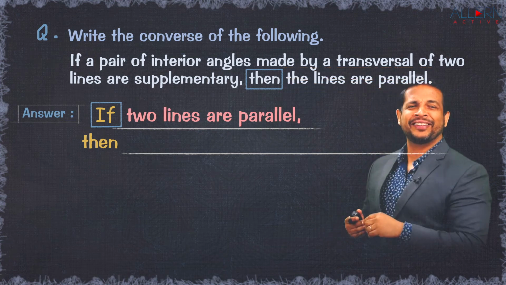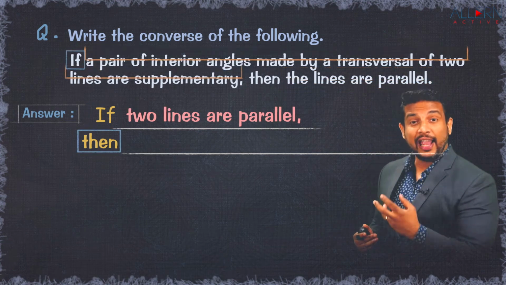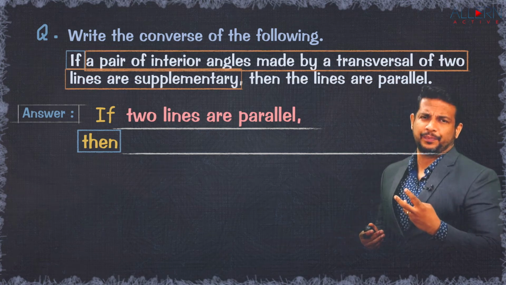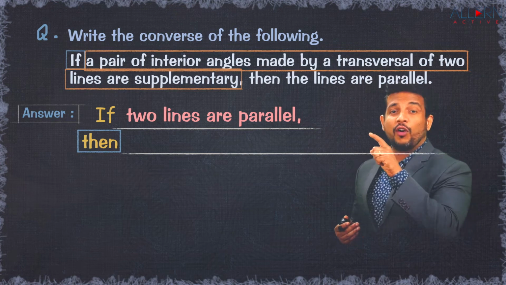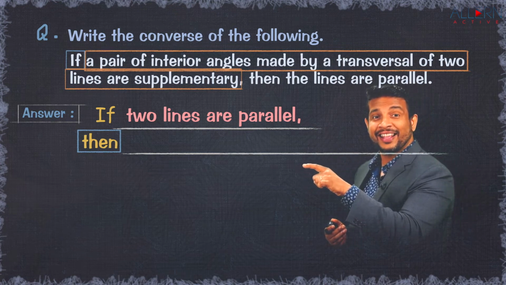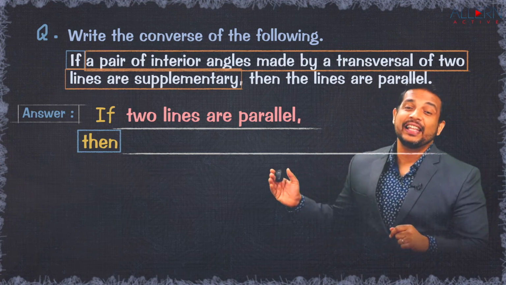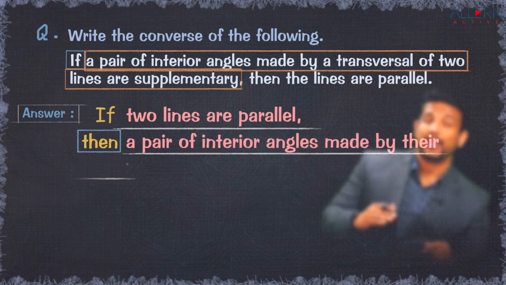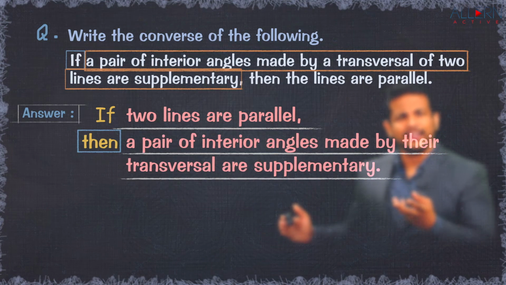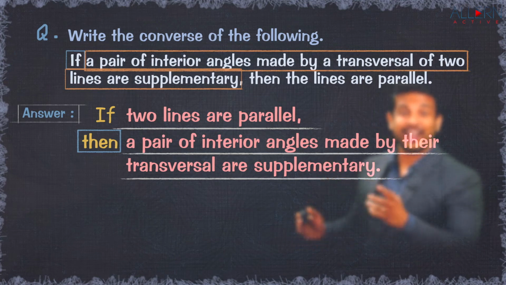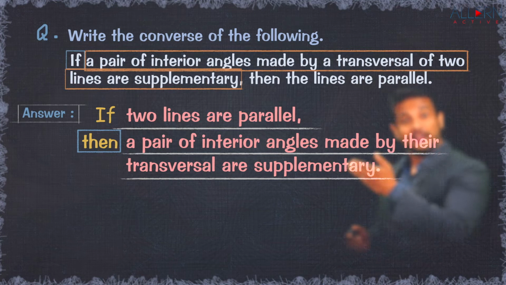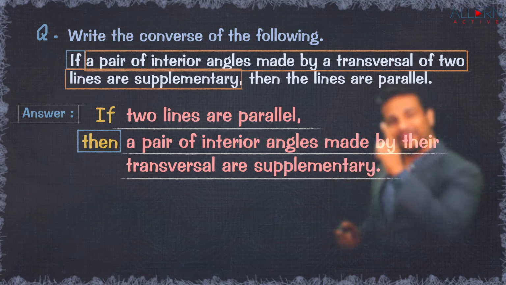Then we are going to write the antecedent. What is that? Then a pair of interior angles made by a transversal of two parallel lines are supplementary. So we write that: a pair of interior angles made by their transversal, we can write there because we are talking about those two lines, are supplementary. So we got the converse statement of the given statement.